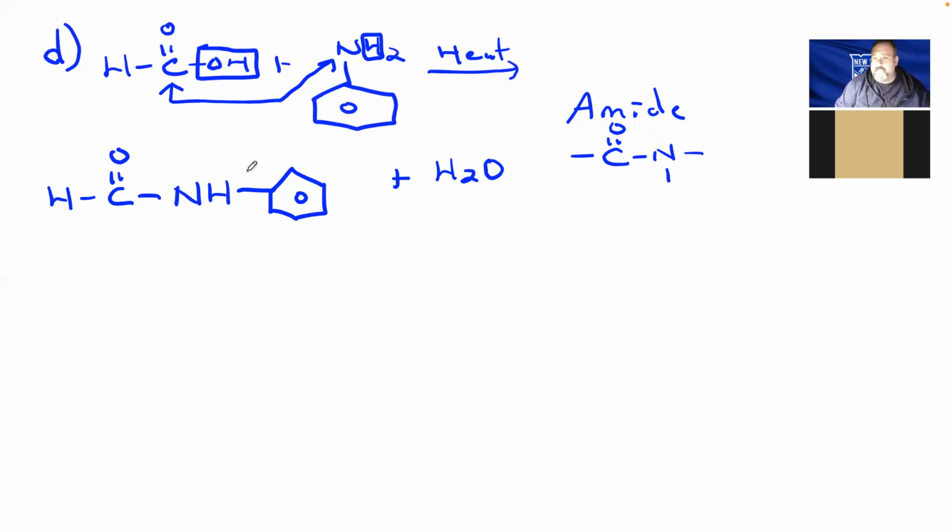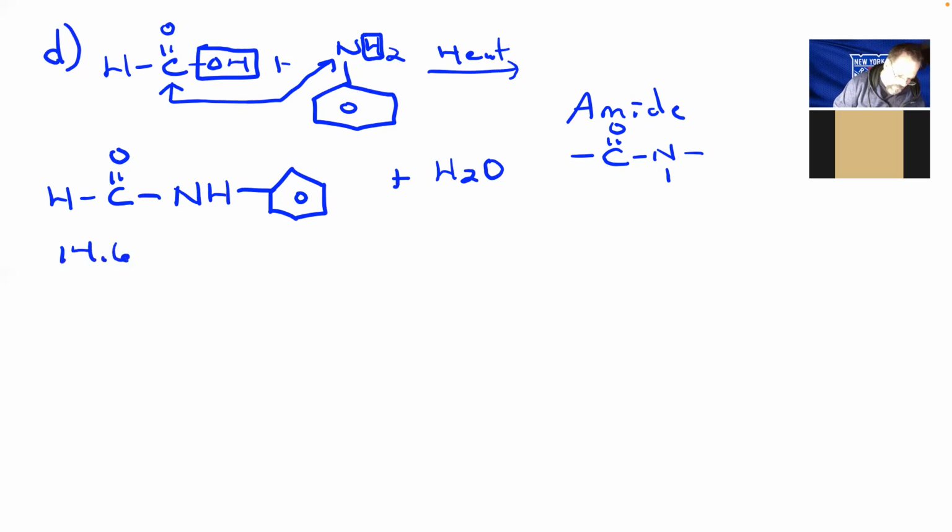So carboxylic acids plus either ammonia, primary amines, or secondary amines are going to give you amides. The reason why tertiary amines can't be used is that in this reaction, you have to take a hydrogen off the nitrogen in order for the reaction to occur. Remember, your tertiary amines do not have any hydrogens on the nitrogen. There are 3 carbon groups directly connected to the nitrogen.